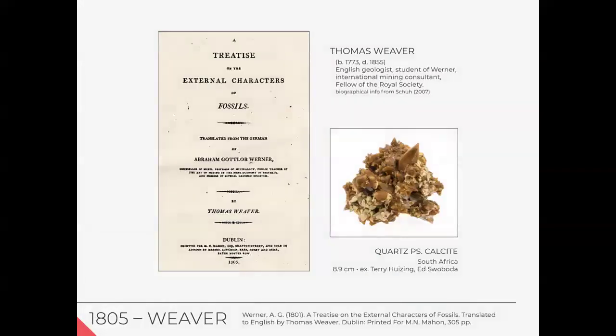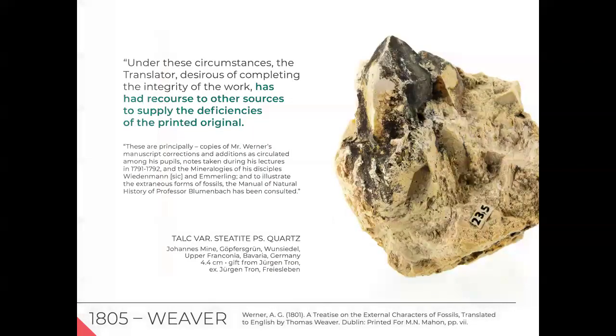In 1805, 16 years after Picardy's translation and 31 years after it was originally published, the English get their first translation of Werner by the hand of Thomas Weaver. Werner has still not published an update, so Weaver makes the same decision as Picardy. He attempts to supply the deficiencies of Werner's first edition by using Werner's corrections, notes from his students, and works authored by his disciples, Windeman and Emmerling, amongst other things.